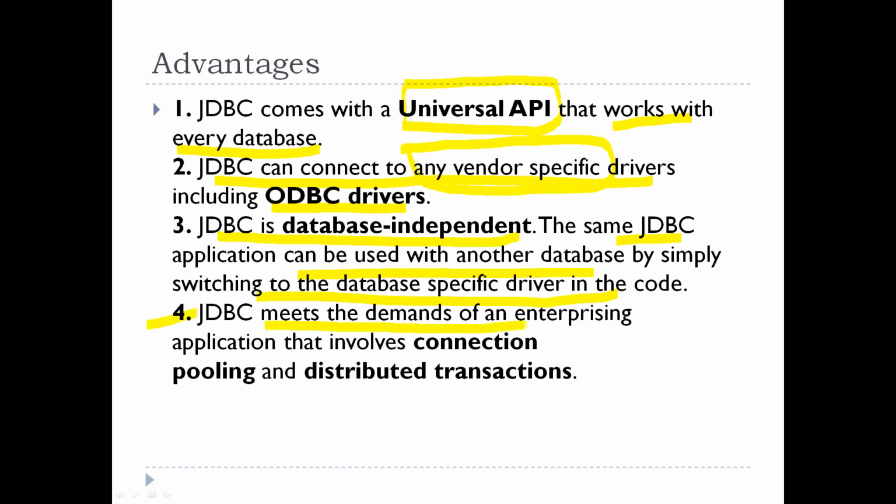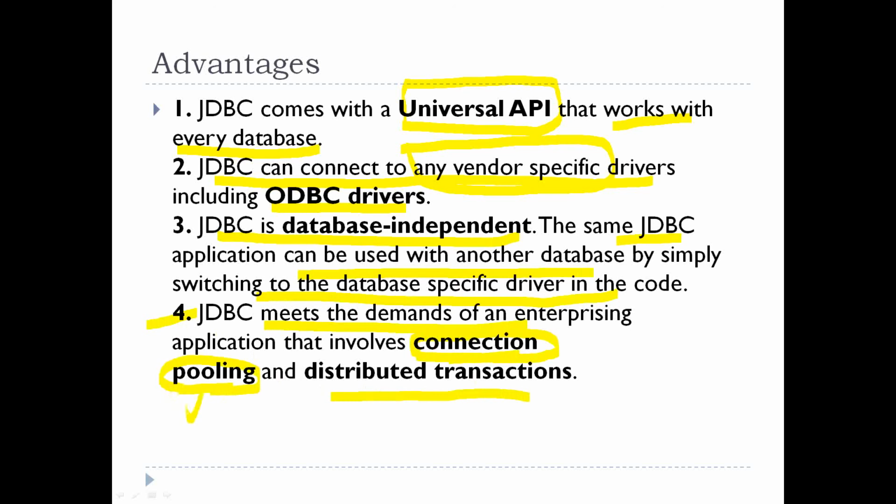JDBC meets the demand of enterprise applications. That is nothing but a shopping cart application or Facebook or Twitter. These are enterprise applications which involve connection pooling and a few distributed transactions. The meaning of connection pooling is, let us say I am connecting to Amazon.com or any other shopping website. There are only limited connections.